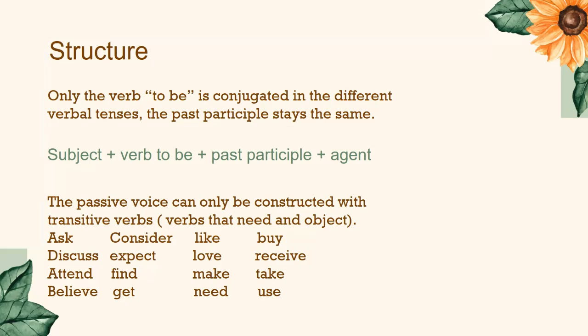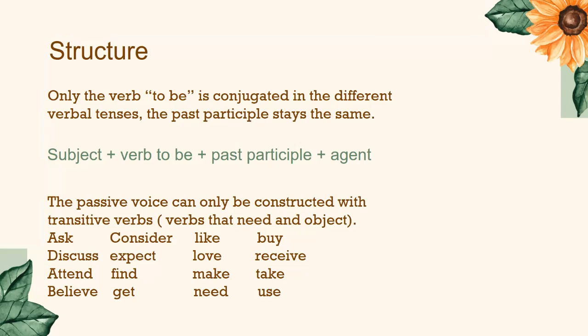We use the verb to be, and it's conjugated in the different verbal tenses, while the past participle stays the same. For example, subject, then the verb to be, the past participle, and the agent.